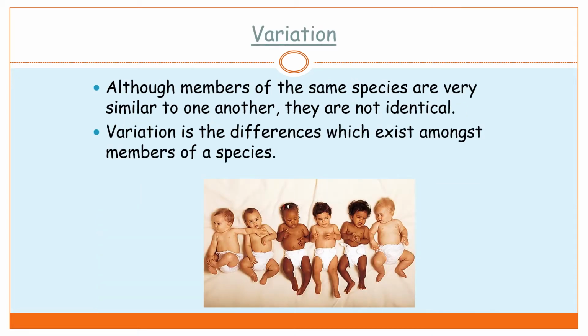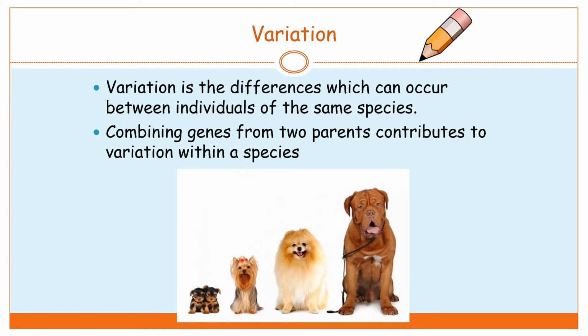So why are we not all the same if we are the same species? This is because variation exists between members of the same species. What does variation mean? As humans, we are all different. We have different face shapes, eye colour, skin colour, hair colour, body shapes, etc. So we're different from each other. We're not identical. So how does this variation happen?